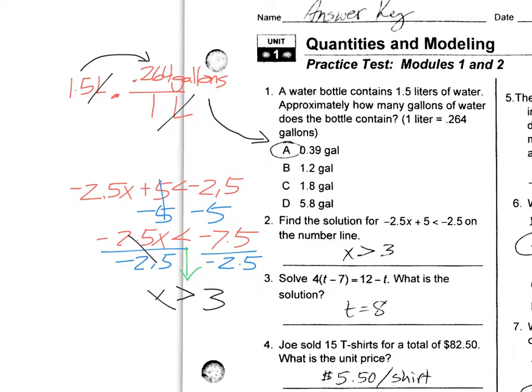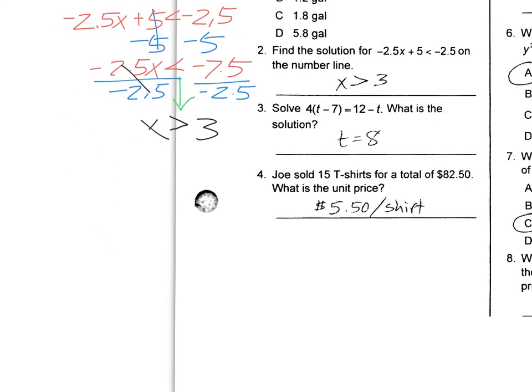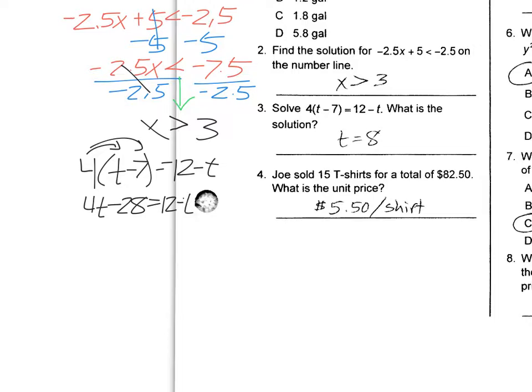All right, problem number 3. It says solve for t. So we have 4 times parentheses t minus 7 equals 12 minus t. We're going to do distributive. So that's 4t minus 28 equals 12 minus t.